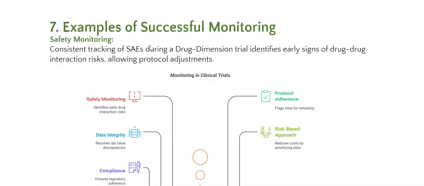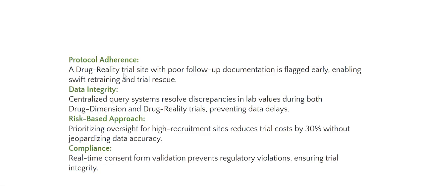Examples of successful monitoring. Safety monitoring: consistent tracking of SAEs, serious adverse events, during a drug dimension trial identifies early signs of drug-drug interaction risks, allowing protocol adjustments. And here's a summarized diagram on monitoring in clinical trials. We have safety monitoring, data integrity, compliance, protocol adherence, and risk-based approach. Then we have protocol adherence. A drug reality trial site with poor follow-up documentation is flagged early, enabling swift retraining and trial rescue.